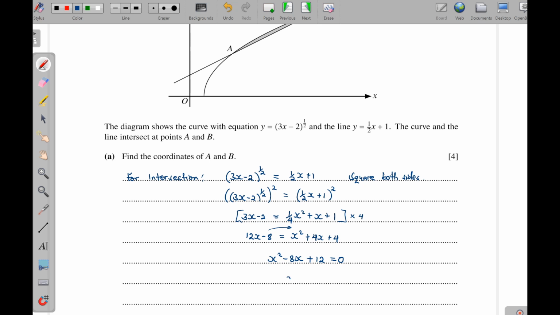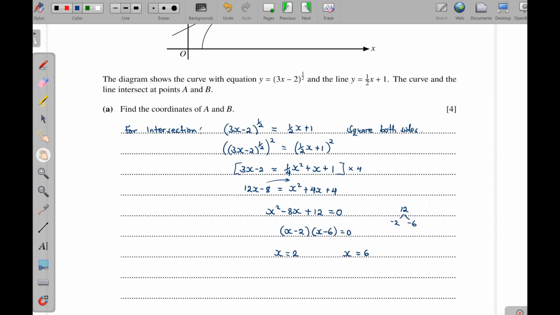When I factorize this one, two numbers, when I multiply them, they give me 12, but when I add them, they give me negative 8. That will be negative 2 and negative 6. So x will be, here I'll put minus 2, and then here I'll put minus what? 6. So meaning x shall be equal to 2, and also x shall be equal to 6.